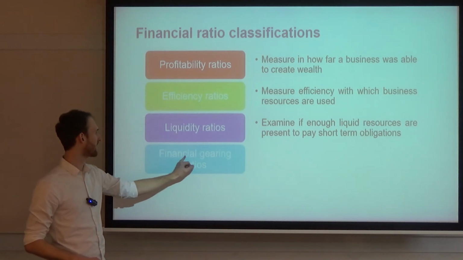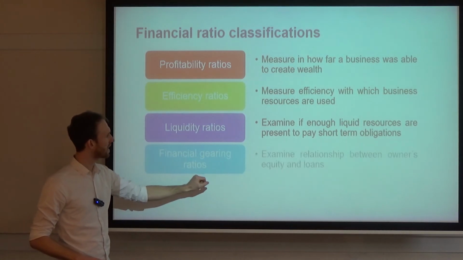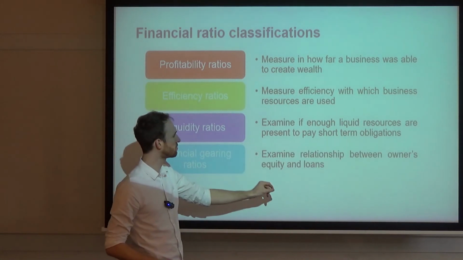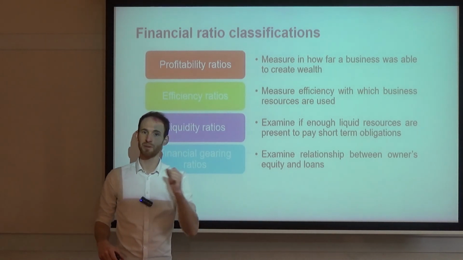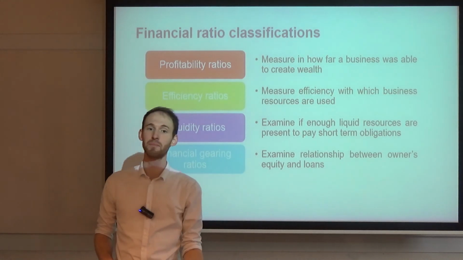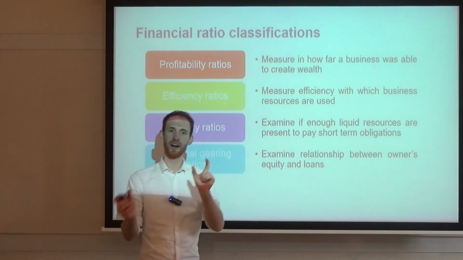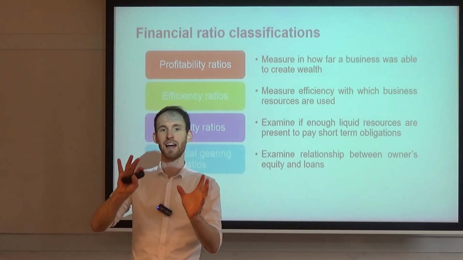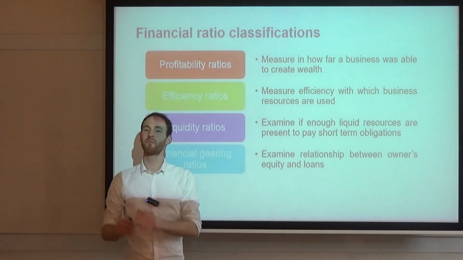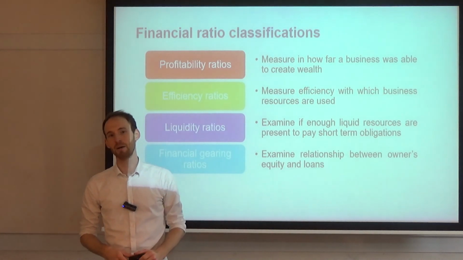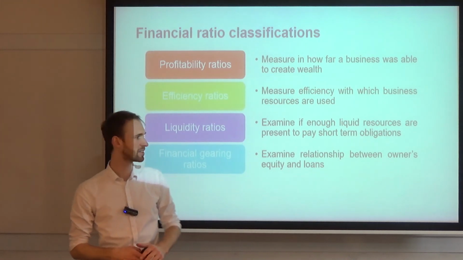Then next one are the financial gearing ratios. And they basically examine the relationship between the owner's equity, so the money put in by the people that own the company, and loans, so comparison between the owner's equity and the more external financing of, let's say, non-current liabilities.